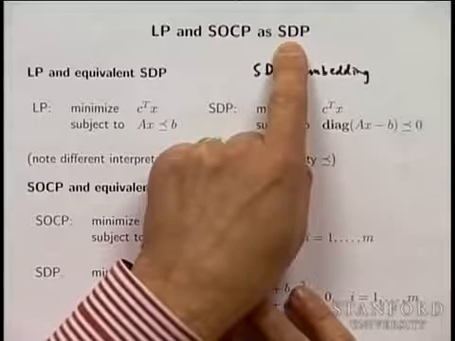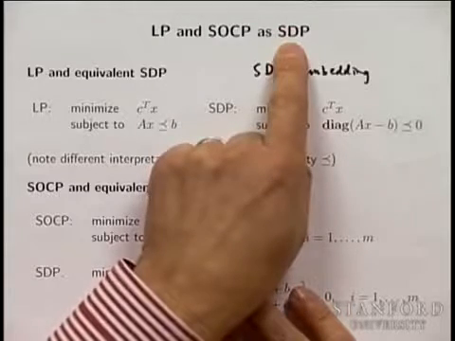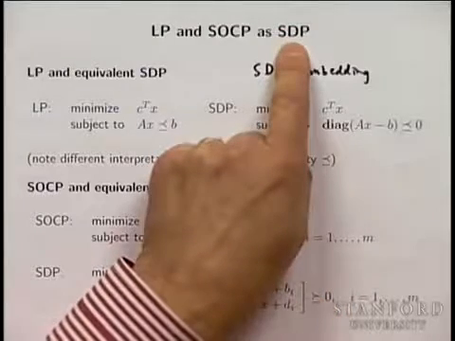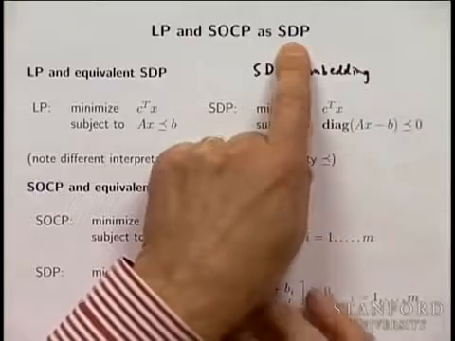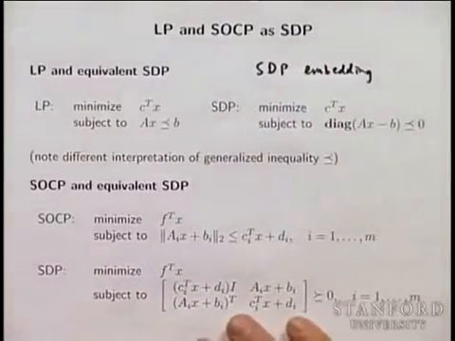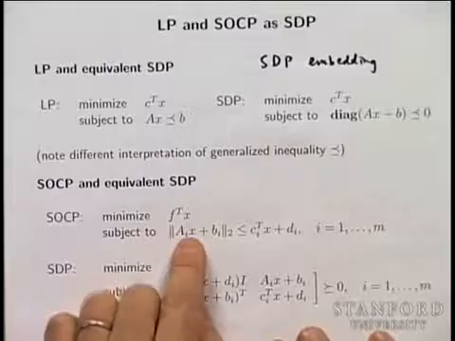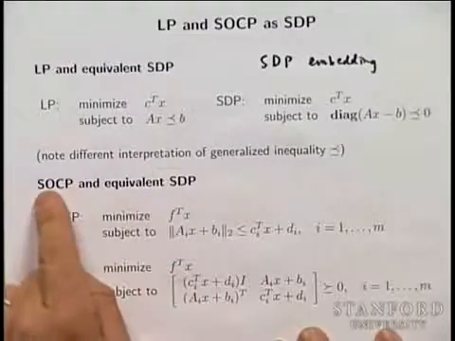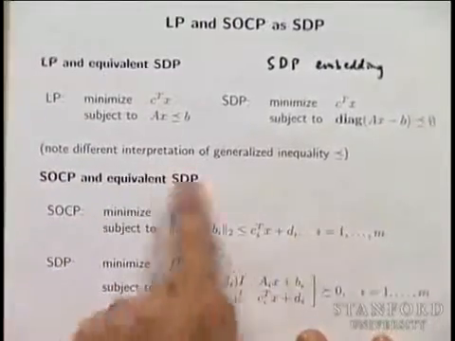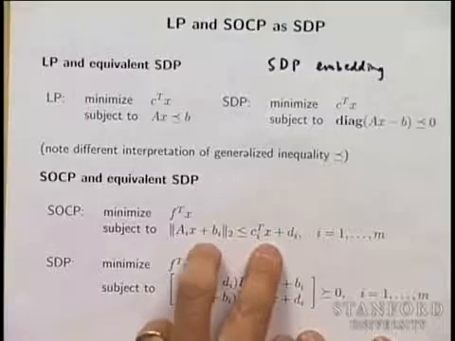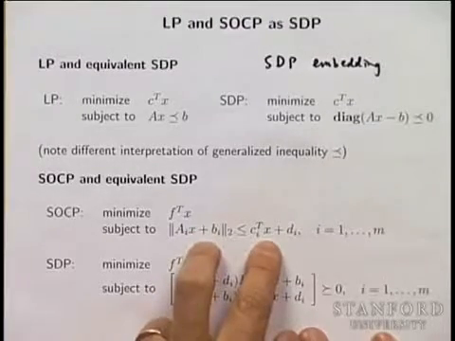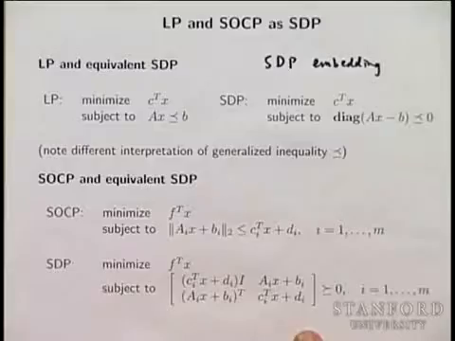By the time you finish homework 3, you will have solved, whether you know it or not, a lot of SDPs. We'll get to that later. Okay. Here's a more interesting embedding, SOCP, second order cone programming. The question is, how do you represent this as a linear matrix inequality? Now this is highly nonlinear and it's non-differentiable.